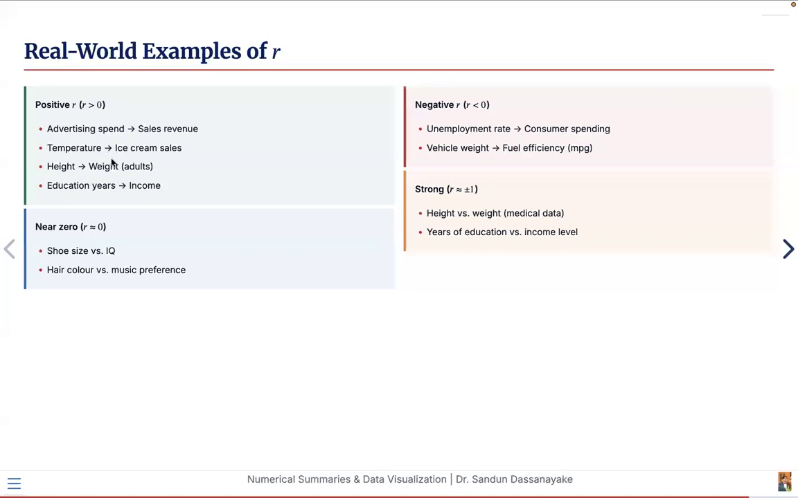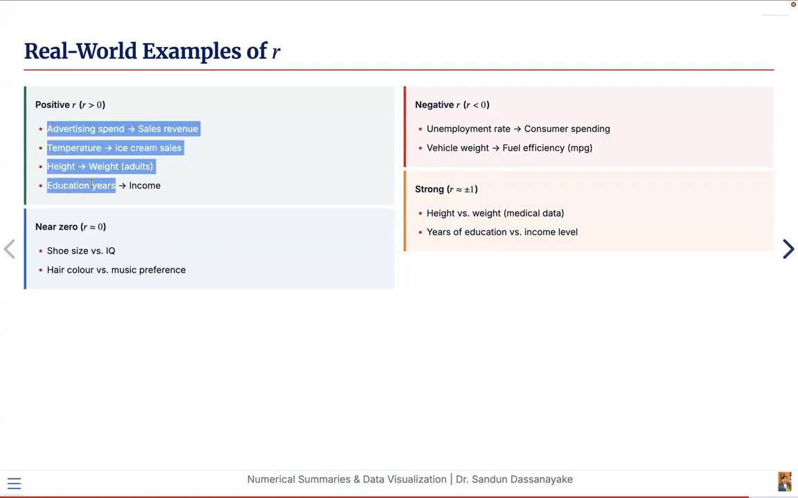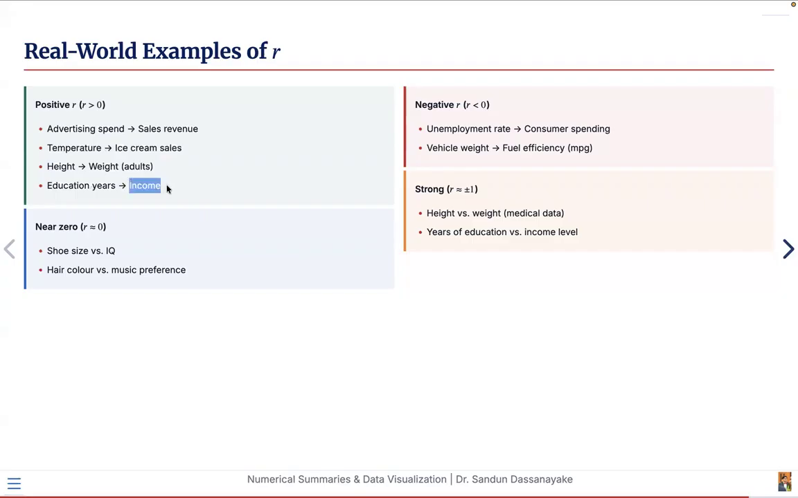Temperature increase gives us more ice cream sales, because more heat results in more ice cream sales. Increase in height generally means increase in weight. Increasing years of education is supposed to give you more income. I'm not sure about that, but it's positive as per the qualifications nowadays, though it's very difficult to say whether it's true or not.